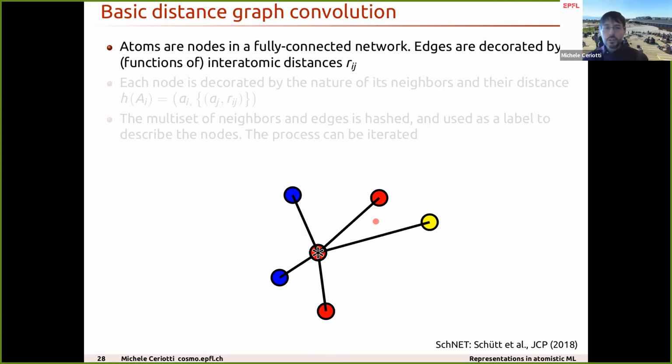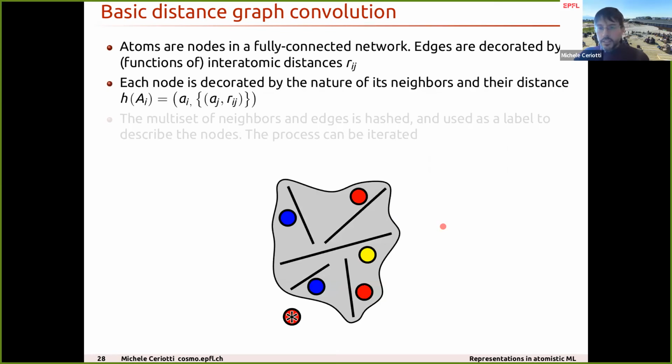So the vast majority of schemes that are used for molecules rely on describing molecules as a graph in which atoms are nodes and the edges are the interatomic separations that are decorated with the distance between the atoms.